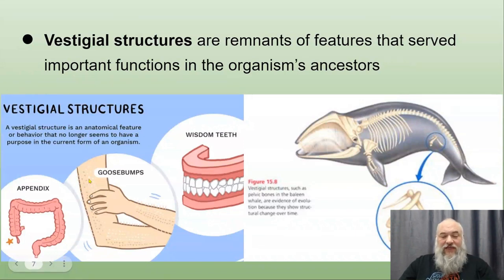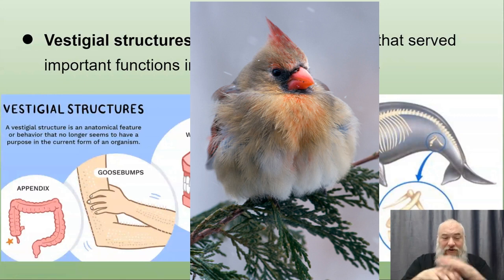Goosebumps, that's left over from when we had thicker fur, right? You've seen animals in the cold, they puff up, right? Birds puff up, dogs puff up, and what's happening is the fur is getting stood up on end, and that traps an extra layer of air in the fur, kind of like a puffy jacket, right? So we have little muscles in our skin called erector pili muscles that are what's doing that.